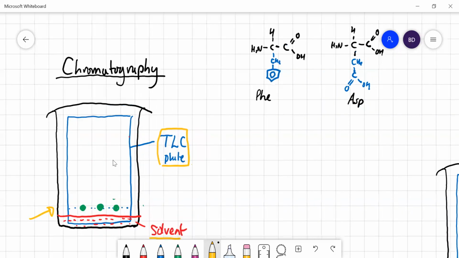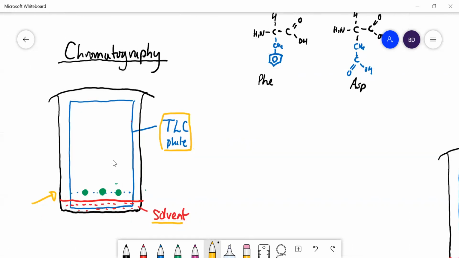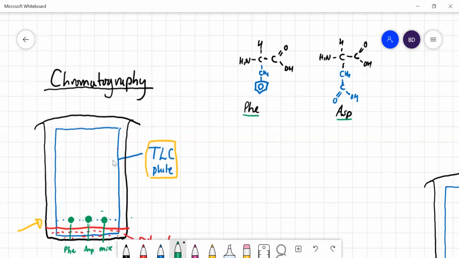So let's say we are going to use chromatography on a mixture of some amino acids. That spot there is the mixture, and we've got some standards here. This one is going to be phenylalanine, which I'll call Phe, and this is aspartic acid. They're both on the AQA data sheet, those two.